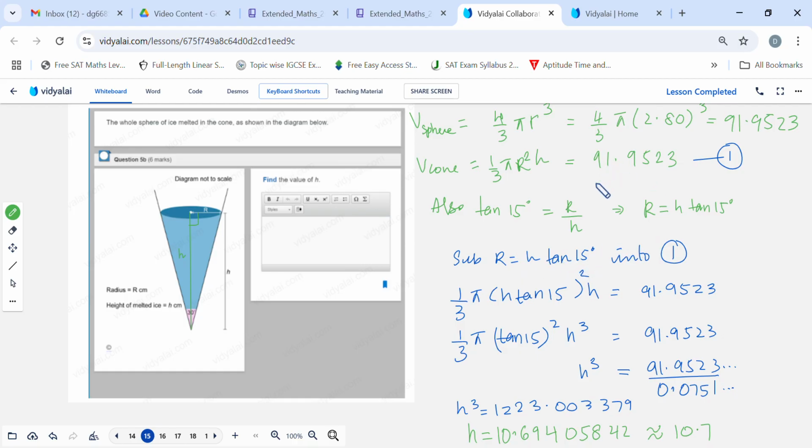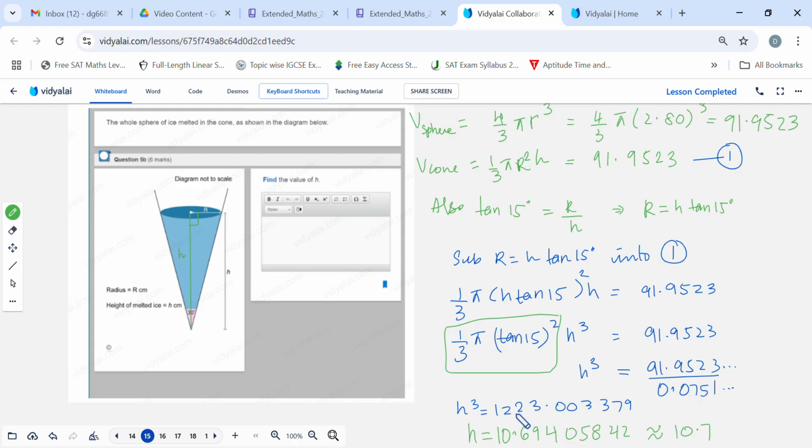Substituting capital R equal to h into tan 15 into the first equation, we get 1 by 3 pi h tan 15 the whole squared into h is 91.9523, or 1 by 3 pi tan 15 squared into h cubed, because this h squared will get multiplied with this h and become h cubed, that is equal to the volume. h cubed will be 91.9523 divided by 1 by 3 pi tan 15 the whole squared. Now when you put this in the calculator, 1 by 3 pi tan 15 the whole squared is 0.0751. So h cubed is 91.9523 divided by 0.0751.